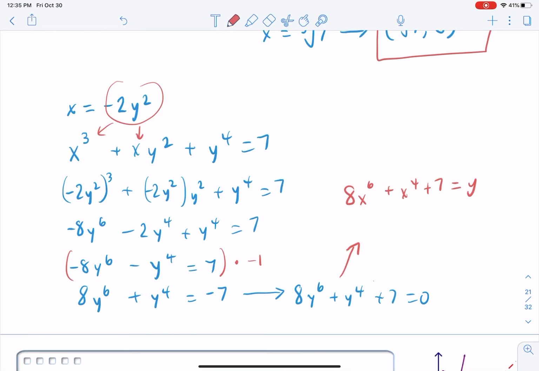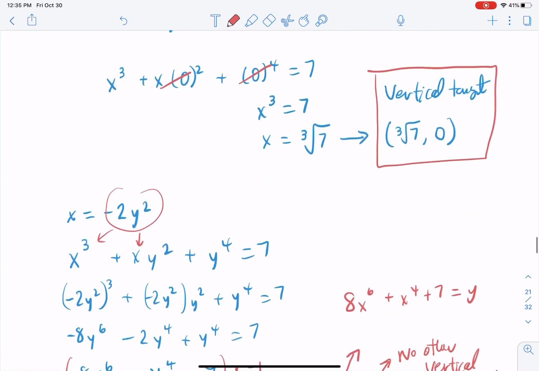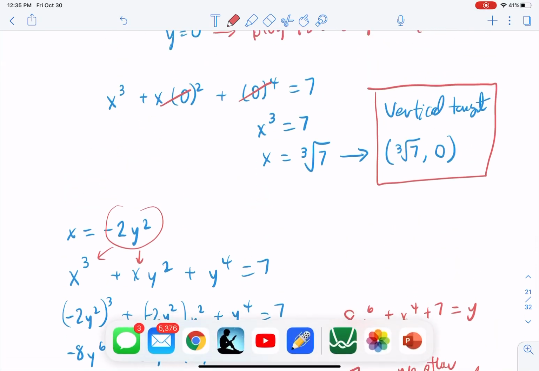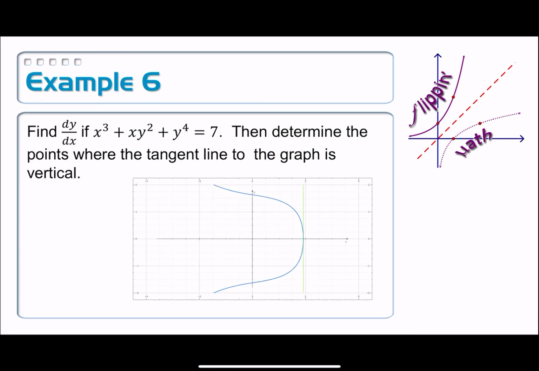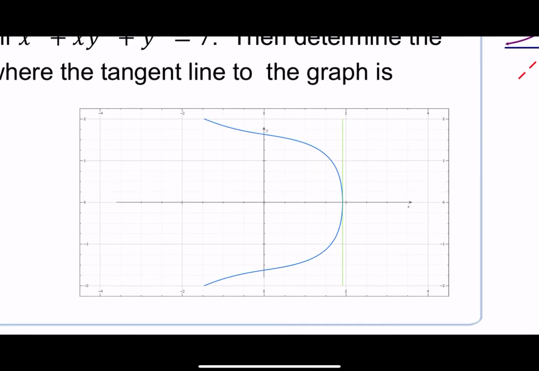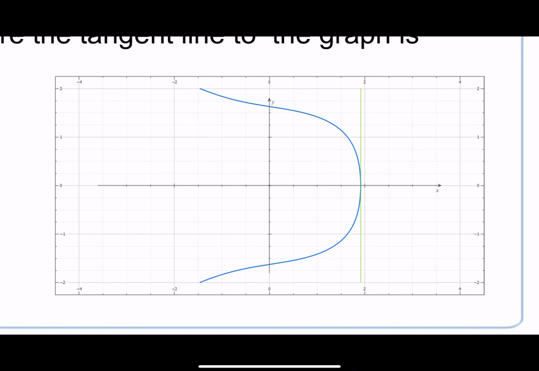What does this mean? That means that there's no other vertical tangents, because you couldn't solve that one. There weren't any x-intercepts. That's the only one. Well, here, let's take a look at what the graph looks like in this case, shall we? And then we can see right there clearly we have only one vertical tangent line.